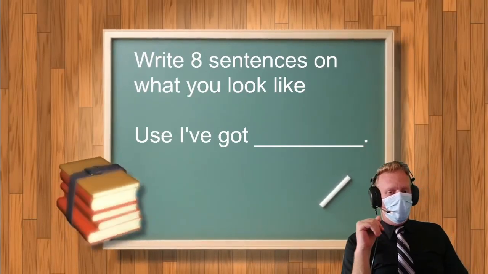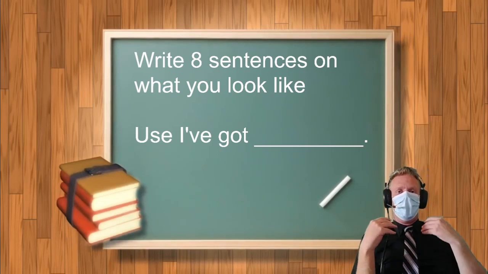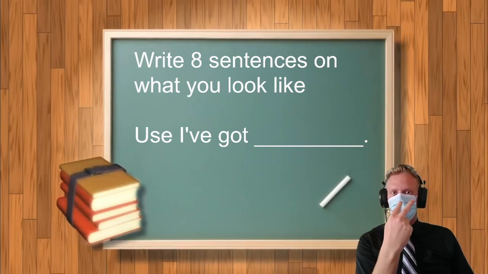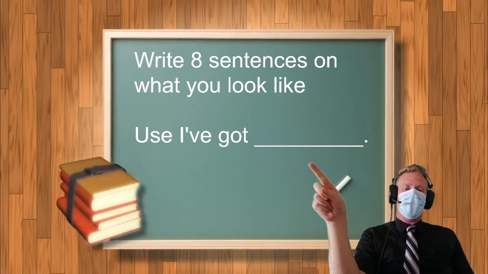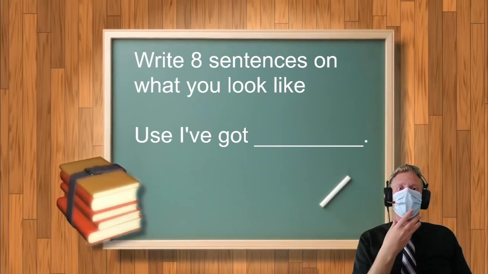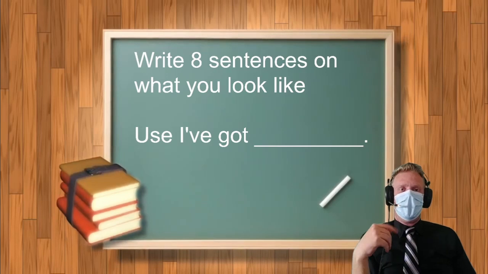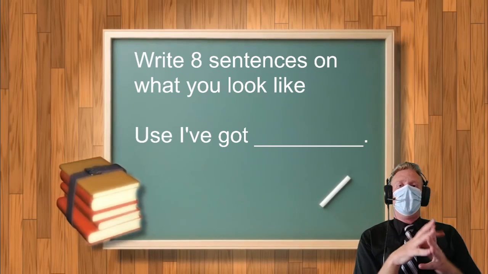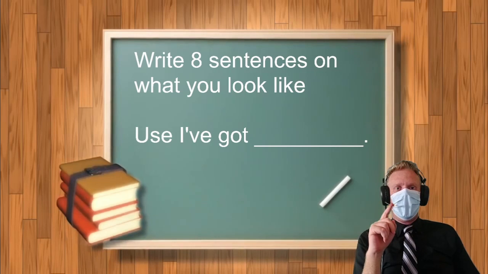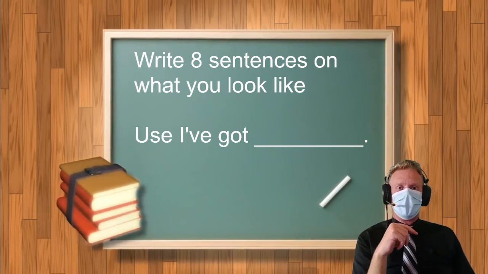Right, here is your homework this week. Yes. So, to review, you have to write 8 sentences on what you look like. And you have to use I've got. Example, I've got brown eyes. I've got black hair. I've got round cheeks. I've got a round chin. I've got thin lips, thick lips, blue lips, pink lips. All up to you. Please write 8 sentences on what you look like, and when you are finished, you send them to me on WhatsApp, okay?